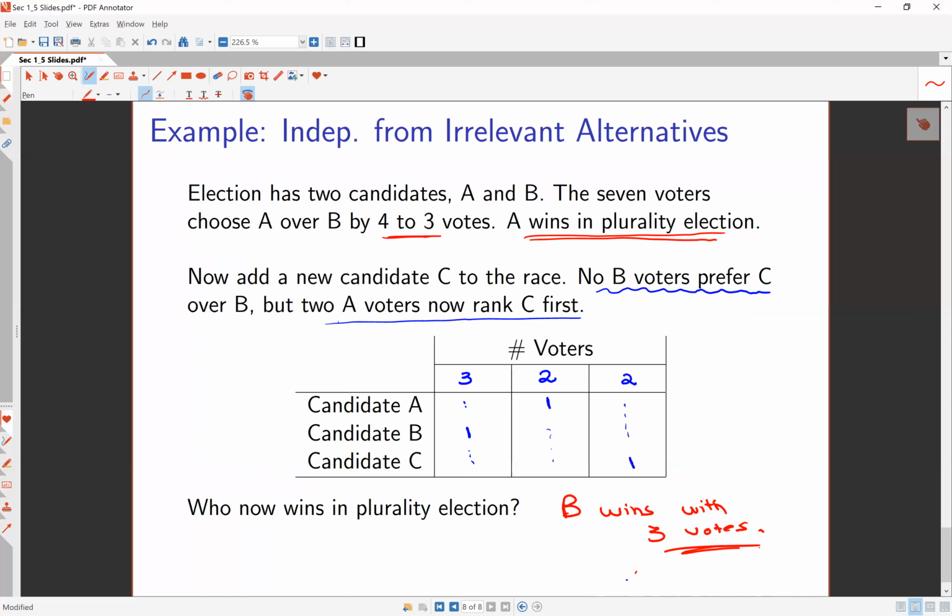Even though more people prefer A to B, this third alternative caused the election outcome to flip. So this is a violation of independence from irrelevant alternatives. So plurality elections do not have independence from irrelevant alternatives.